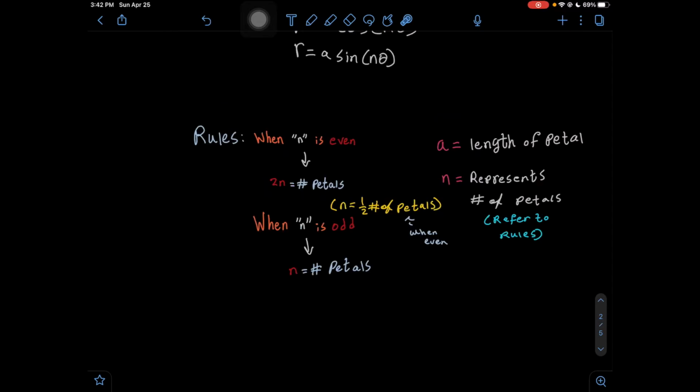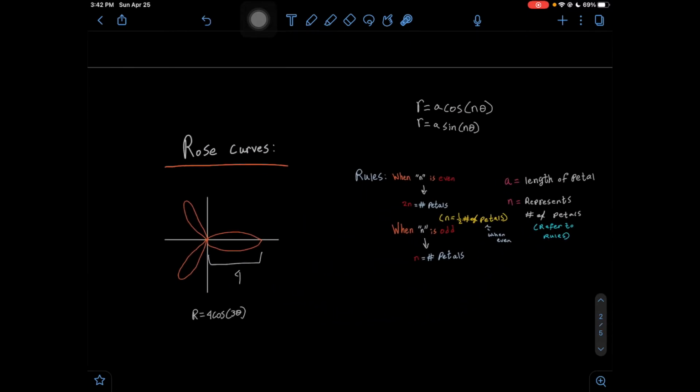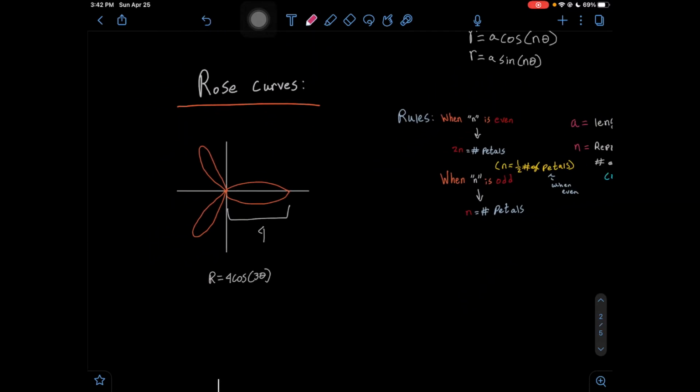And in this scenario, A is going to be representing the length of your petal, and n is going to be representing your number of petals, and you must refer to the rules when using the n value. So now let's go ahead and do a practice problem for this type of polar curve.